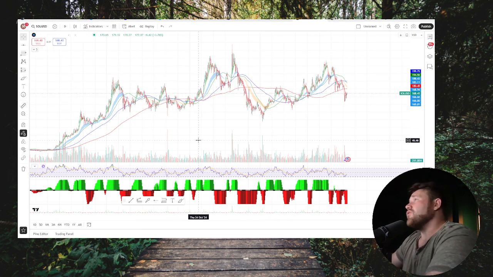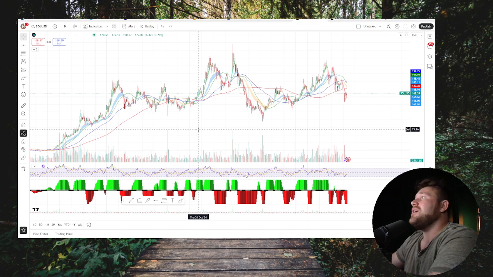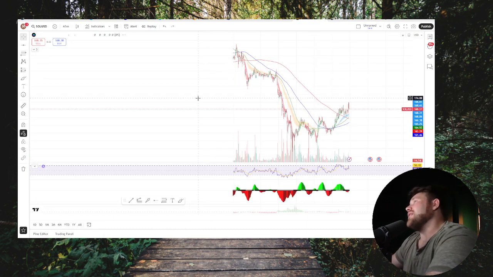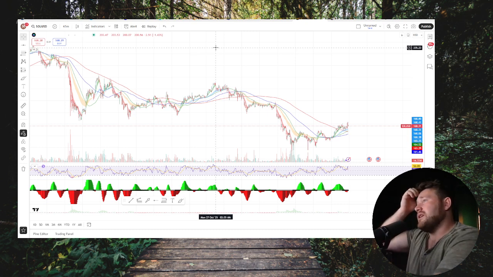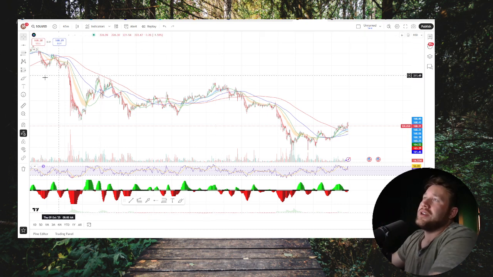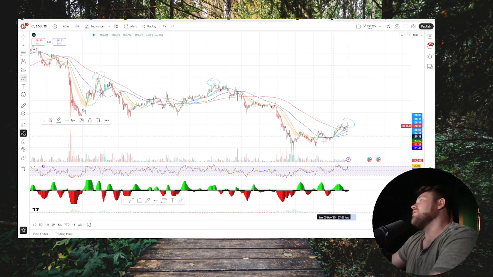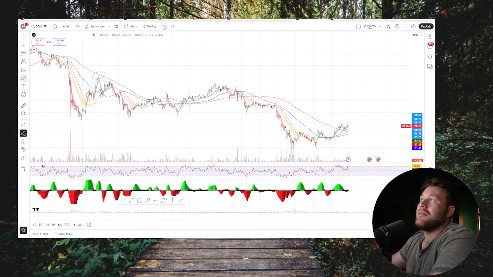Market structure: the important thing here is to never overcomplicate anything. It can be very simple. If we go to a 65-minute chart, is this bullish or bearish? It's bearish. We can simply look at lower highs and lower lows, and there's your trend. It doesn't need to be any more complex than that.